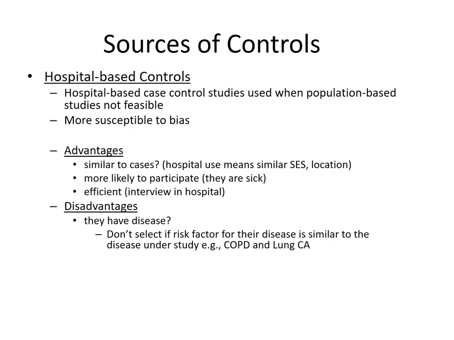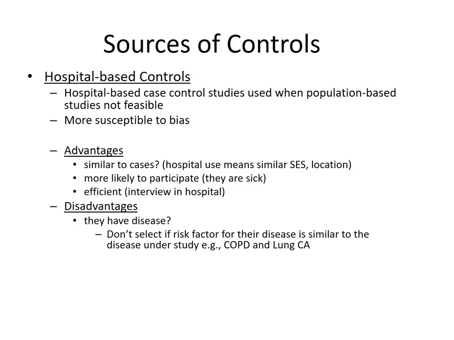Regarding sources of controls, the hospital is also a great place, and in many cases hospital-based controls have more advantages. These advantages include, first, that they are similar to cases, because they are also sick patients who need help, and they have the same socioeconomic status and the same geographical location. They are more likely to participate. In many studies, sick patients are more likely to participate in clinical studies compared to healthy people. It is also efficient because you can see the patients, you can talk to them, you have their medical records, and you can look at any previous data that you need.